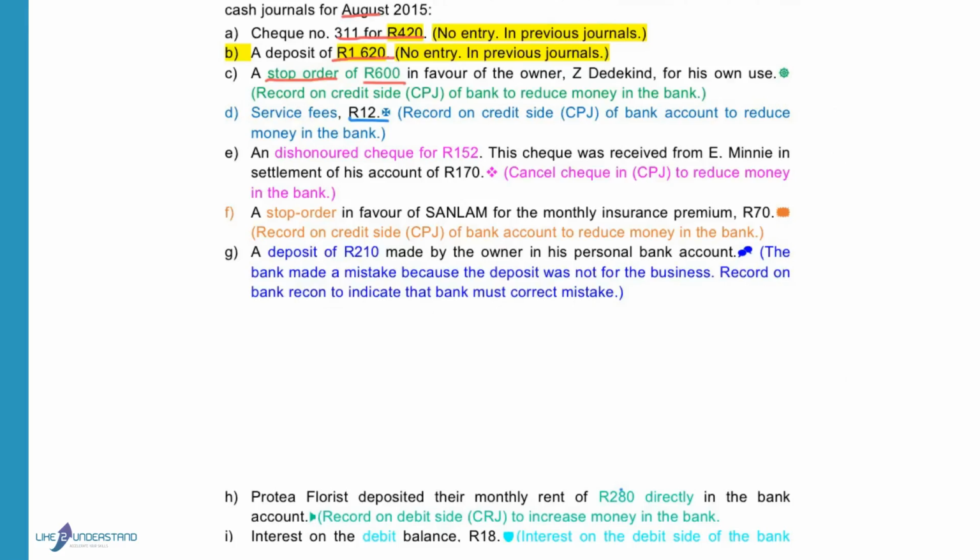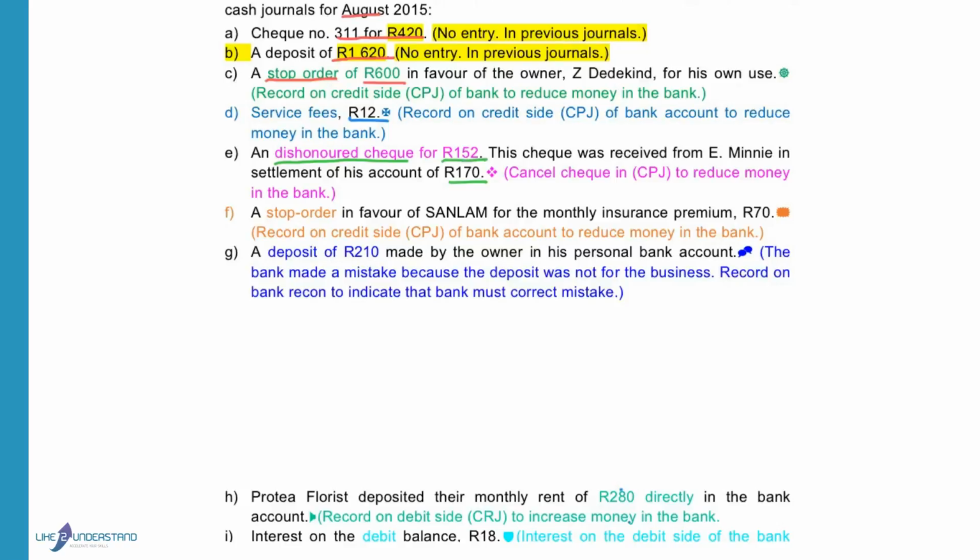A dishonored check for 152. This check was received from E-Mini in settlement of account of 170. That means if a check was received, we recorded it in the cash receipts journal. If this check is dishonored, we have to cancel the amount on the check in the cash payments journal.